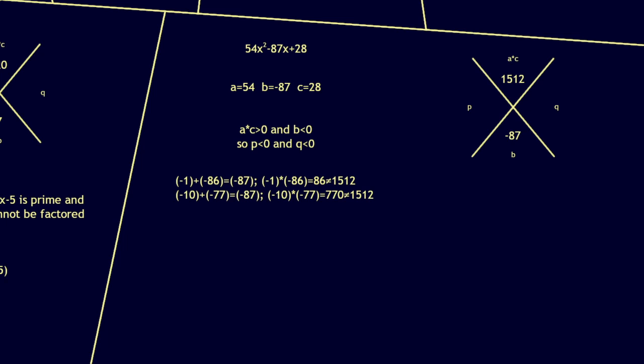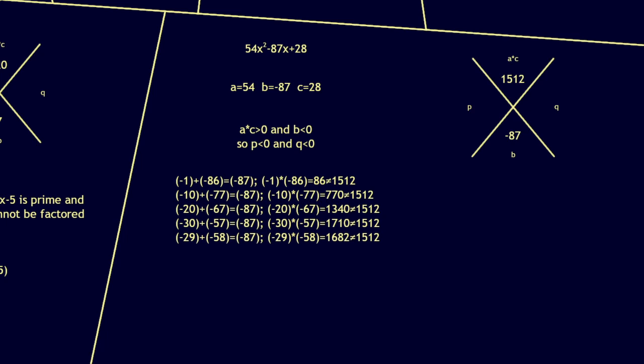Negative 10 and negative 77 still add to make negative 87, and they multiply to make 770, which still isn't what we want, but it's a lot closer. So, another 10. Negative 20 and negative 67 still add to make negative 87, and multiply to make 1,340. We're getting closer. Negative 30 and negative 57 still add to make negative 87, but these multiply to make 1,710. Too big. We've passed the pair of numbers we want, so let's start walking it back by ones.